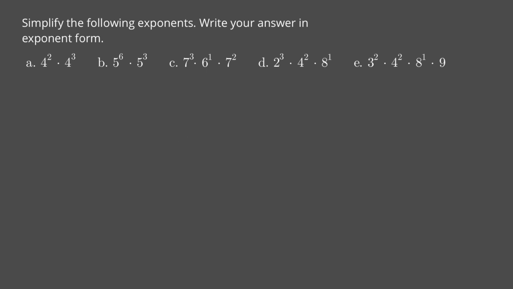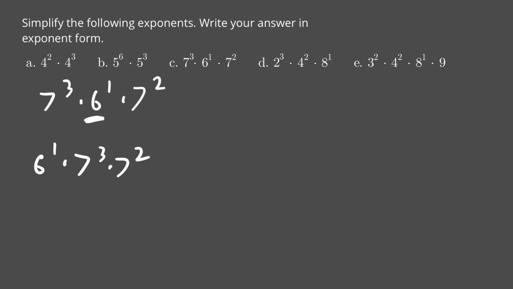Here we have 7 to the power of 3 times 6 to the power of 1 times 7 to the power of 2. Notice one of these bases doesn't match. Since all of these are multiplied together, you can reorder them in any way that makes sense. So let's pull the 6 out front and rewrite this as 6 to power 1 times 7 to power 3 times 7 to power 2.